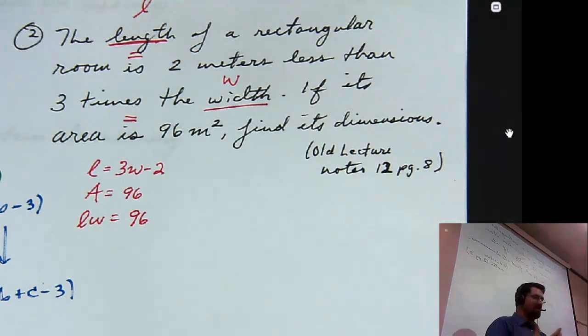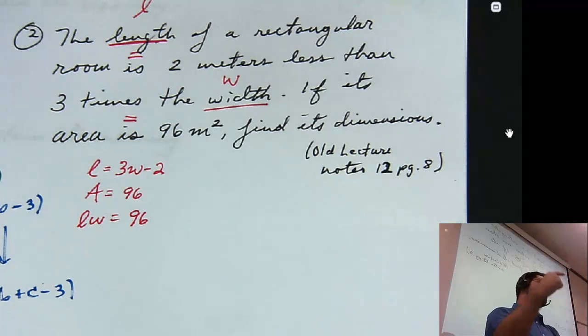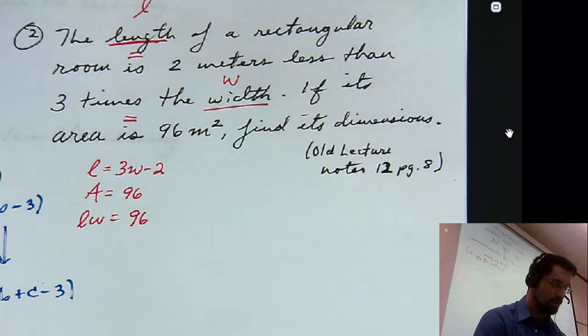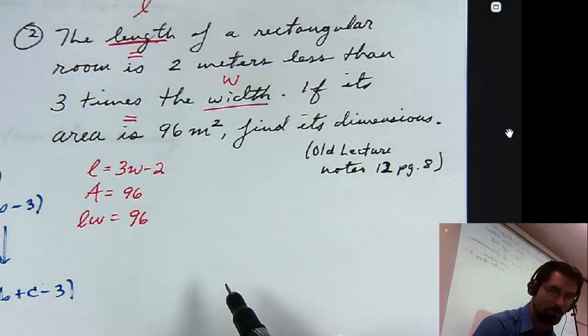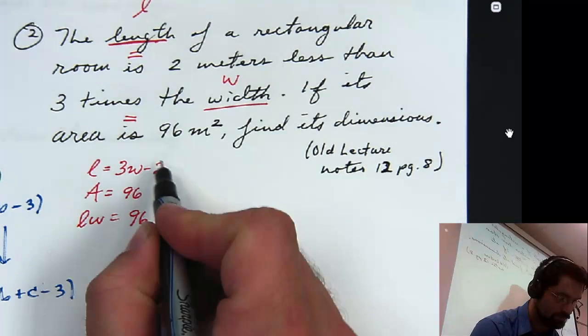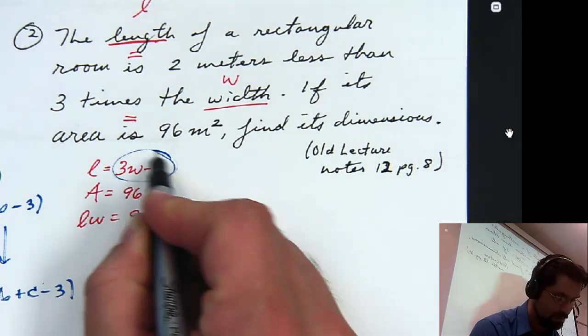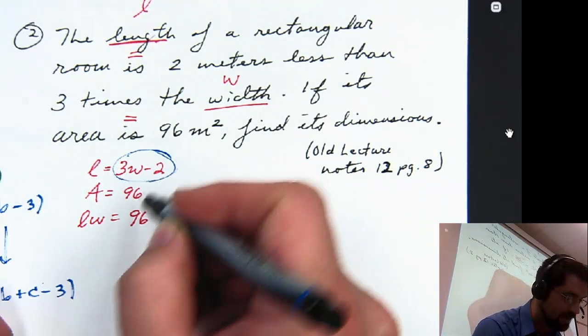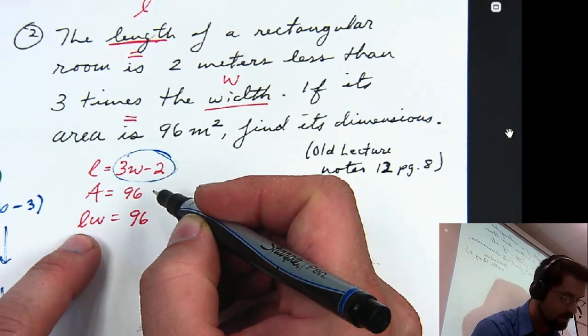What method of solving this system of equations are we going to use? Yeah, we aren't going to graph this. We're not going to do elimination because we don't even have similar types of equations, right? If you're going to do elimination, you have to be able to line up the L and the W column and the constant column and cancel something. You're going to do substitution here. And where are we going to substitute? Yeah, my length equation, 3W minus 2, is going to replace L here.